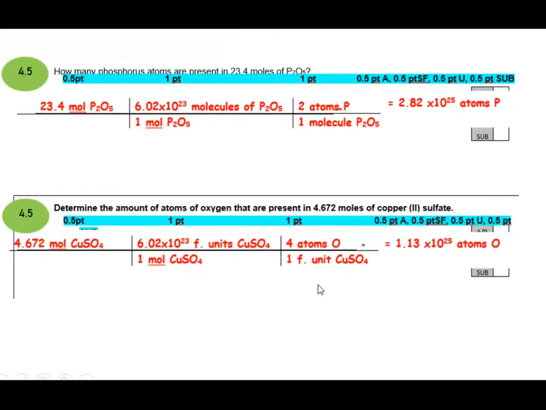Next one is number 8. 8 I like because you have P2O5, which means it's 2 nonmetals. It's a molecule, so you're going to use Avogadro's number with the molecule. And then you have to go to atoms of P. If this number after the P was a 6, you would put a 6 here. But because there's a 2 here, you put 2 atoms of P. And then the answer is 2.82 times 10 to the 25th atoms of P.